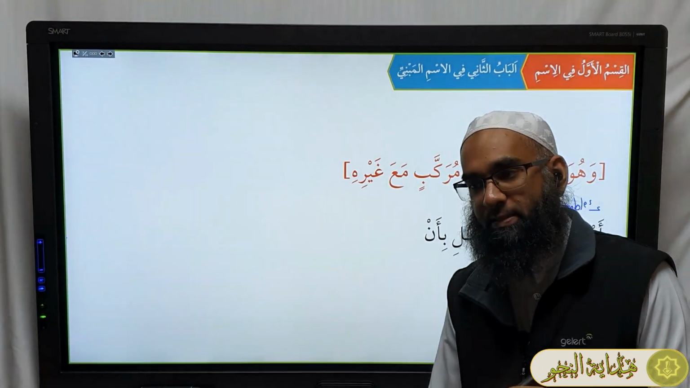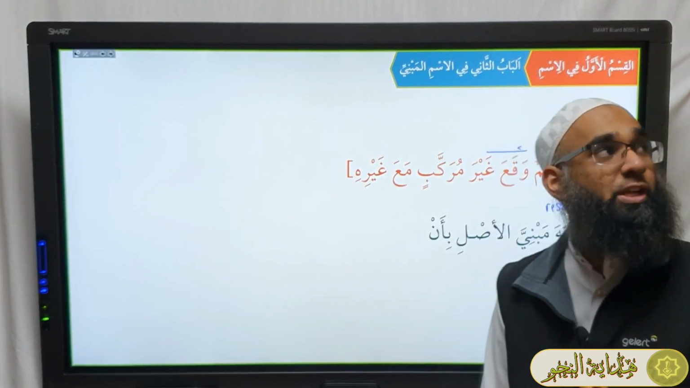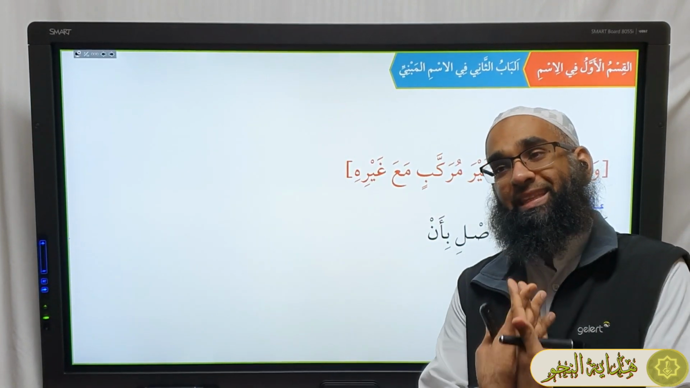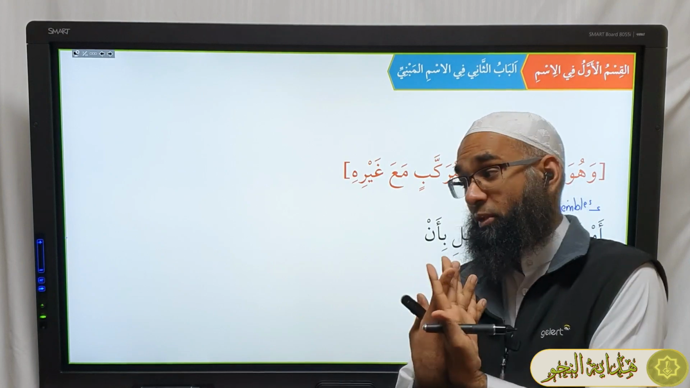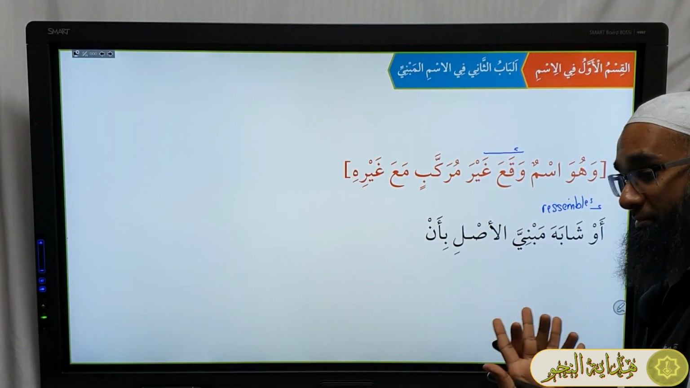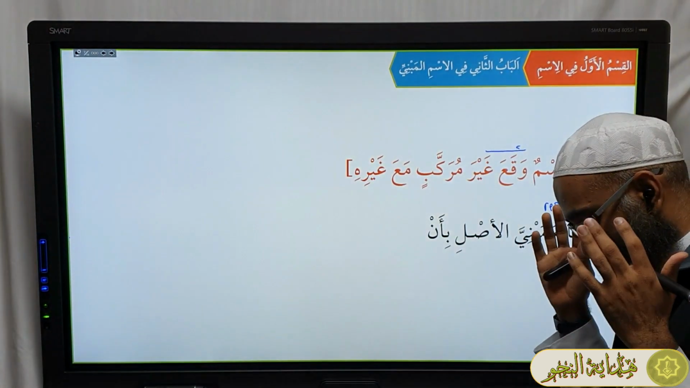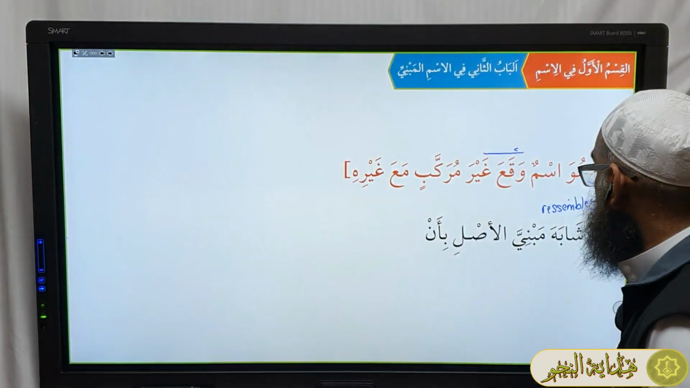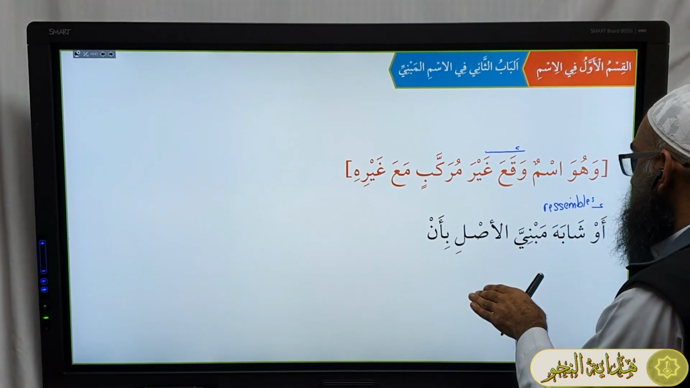Now the philosophy here is, again, the language was spoken and then the rules were developed later on. But when you analyze and try to codify the language, you realize, wow, it really makes a lot of sense. How these Arabs came to this conclusion, how they started speaking naturally with such logic, it is unbelievable. So he says here, Shabaha mabni al-asl.